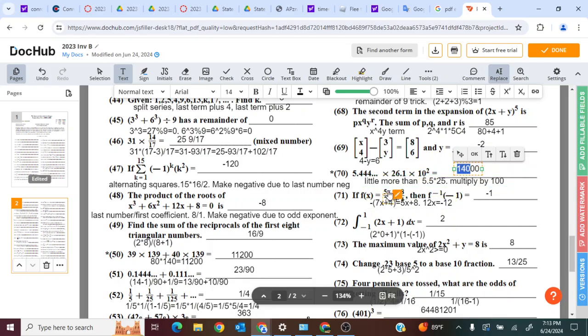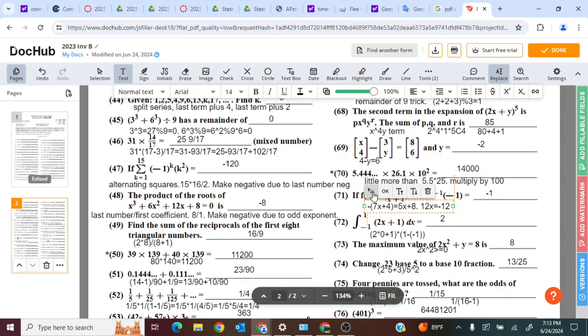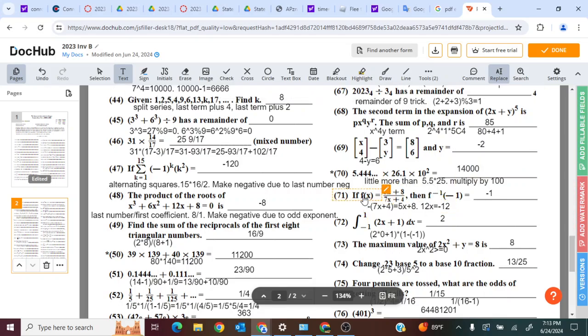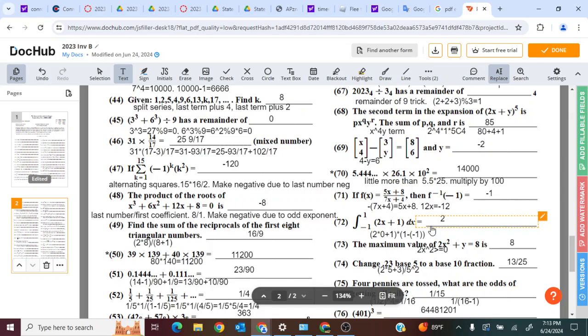Okay, if f of x is equal to this stuff right here, what is f inverse of x? You just replace this with -1, and then you have to move this over, multiply each side by 7x plus 4, and then you just have to solve it. It's one of the harder problems to do in your head, basically. But if you do that, you get x is equal to -1.